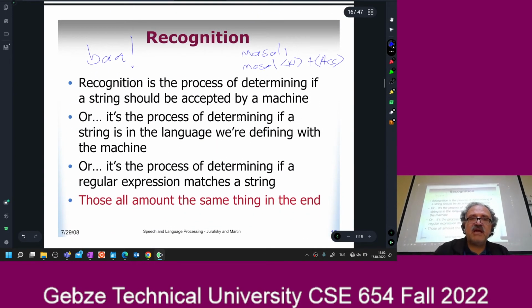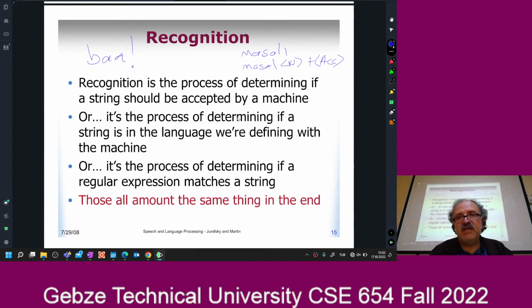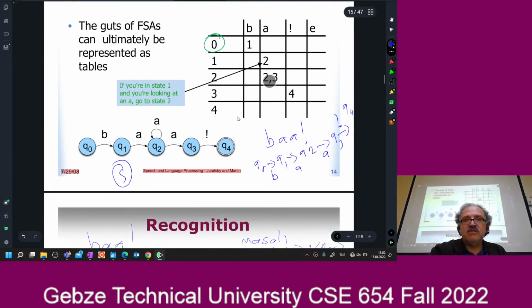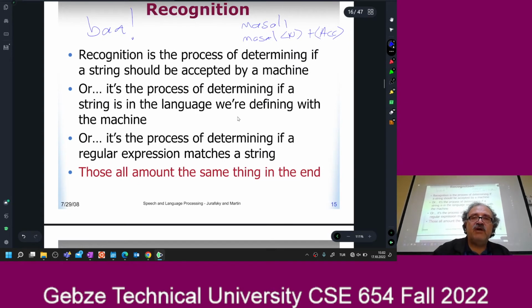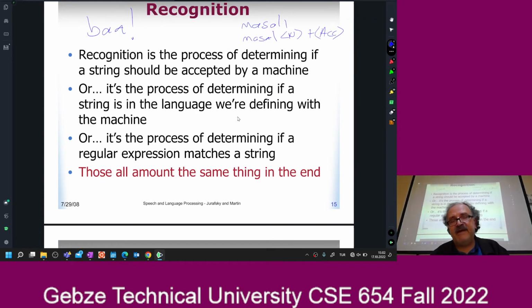So the recognition is simply running your string through the finite state machine, either this representation or this representation. If you end up on a final state, then you recognize it. Otherwise, you reject it.